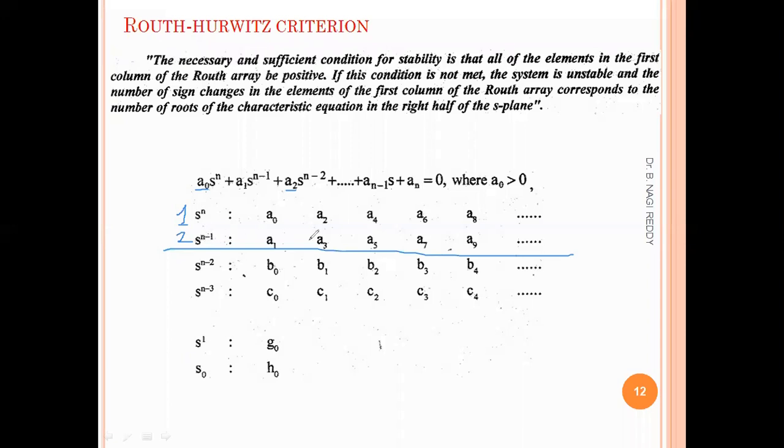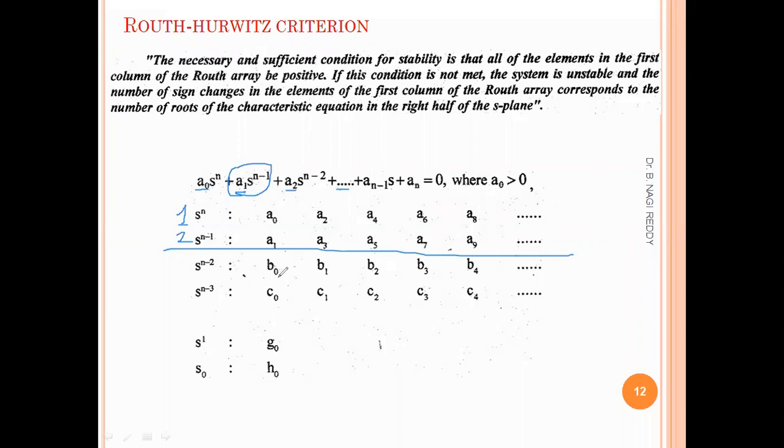What about the second row? For the second row, you can see we left s power n minus 1 here. So write s power n minus 1 here and write this coefficient here, a1. And here we will get a3, which is s power n minus 3. Next a5, a7, a9, and so on. So this is how we can write the first two rows for this Routh array.